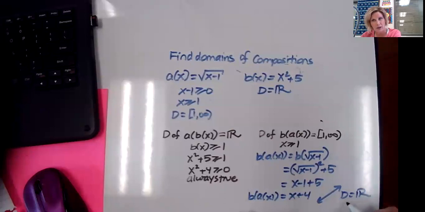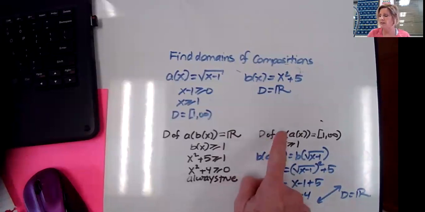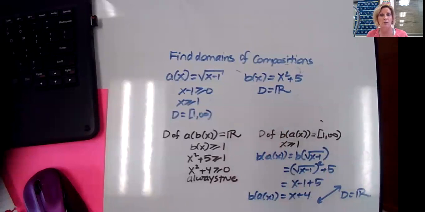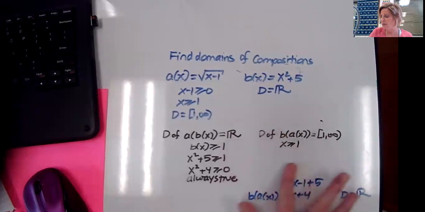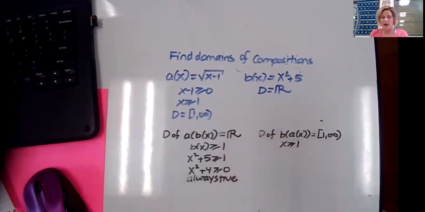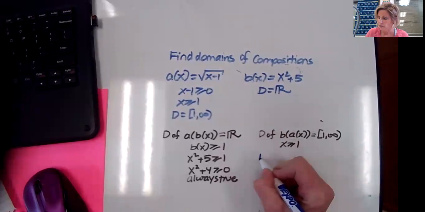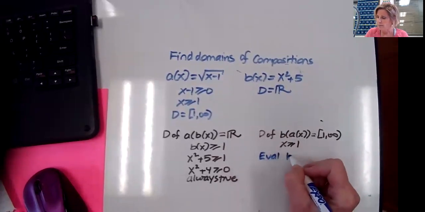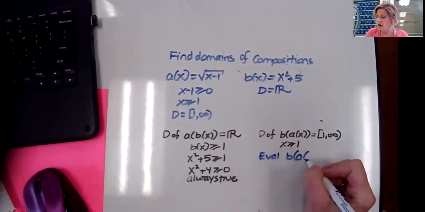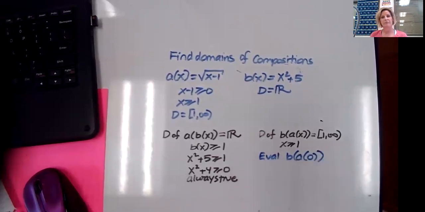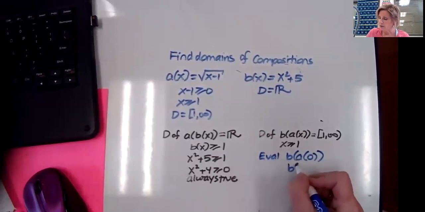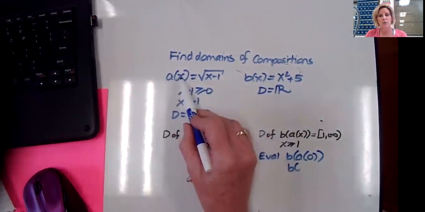And you still might be going, that's not true. The domain of this line is all real numbers. And so I'm going to back up and I'm going to say, fine. If the domain of this composition is all real numbers, you ought to be able to evaluate anything. So here I go. I am going to ask you, please evaluate b of a of 0. All right. Well, you have to evaluate a of 0.